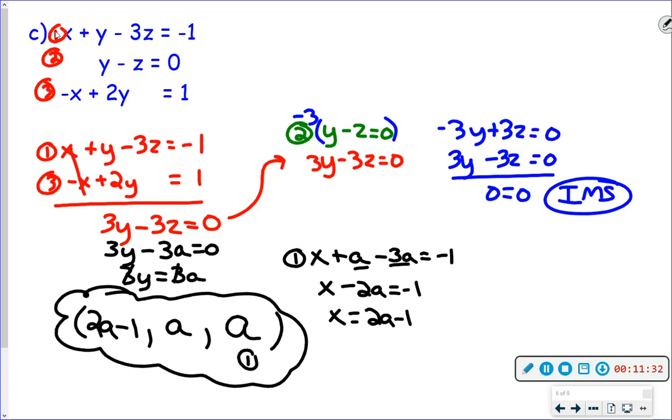Now, what is important about this? This pattern generates all the answers. Pick a number for a. Let's say I pick 7. So I'd have 7 for z, 7 for y, 2 times 7 minus 1, 13 for x. Pick a different number. 2 for a. 2, 2, 2 times 2 minus 1. Those numbers would work. 100 for a. 100, 100, 2 times 100 minus 1. Those numbers would work. So it's giving you the pattern to generate all of the solutions. So that is the new part here to this lesson.